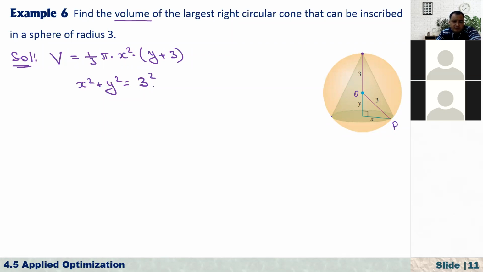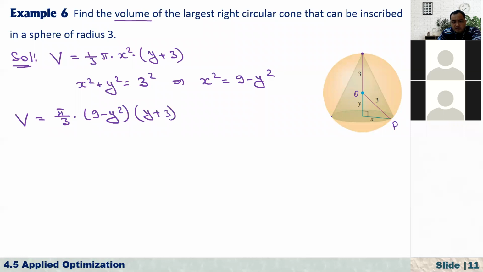If I express y in terms of x, then we will have a root. But instead, since we have x squared, let me express x squared in terms of y. So from here, x squared is equal to 9 minus y squared. Now if you substitute there, our volume will be a function of y, equal to pi over 3 times x squared, which is 9 minus y squared, times y plus 3.